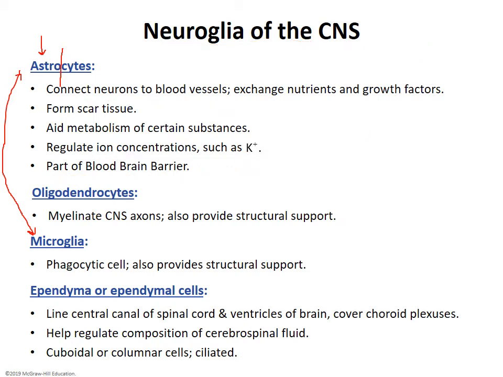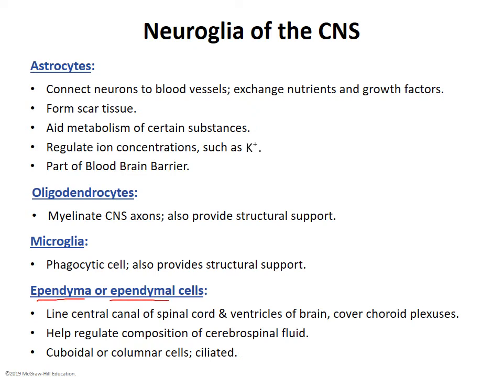So I always like to remember those two together. The astrocytes, I always remember as the butler or the maid, and the microglial cells as the janitor, because that's a big deal that they're phagocytic.